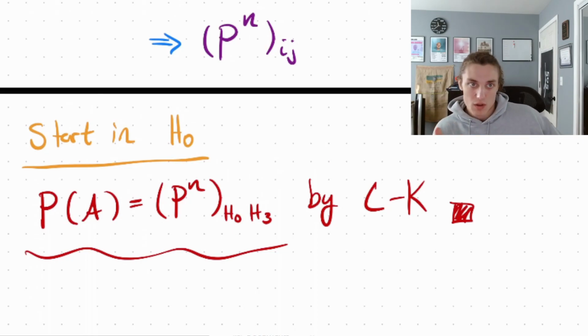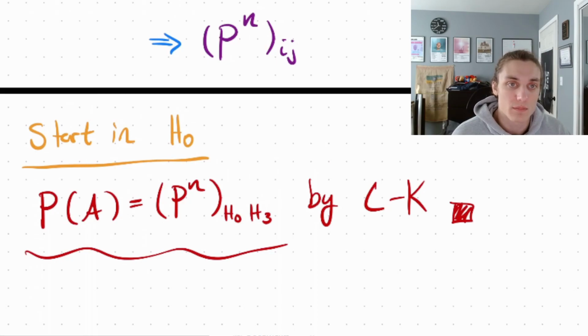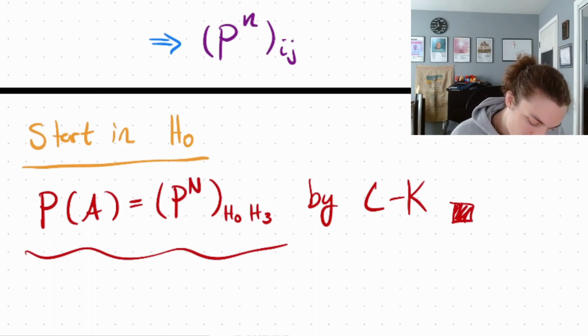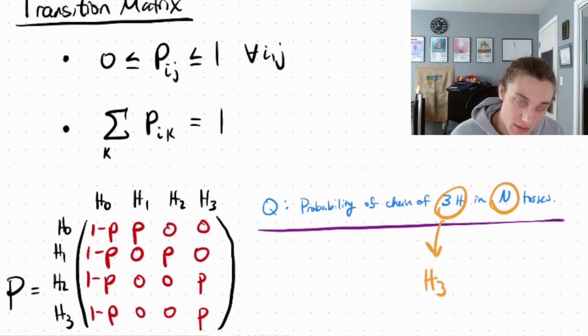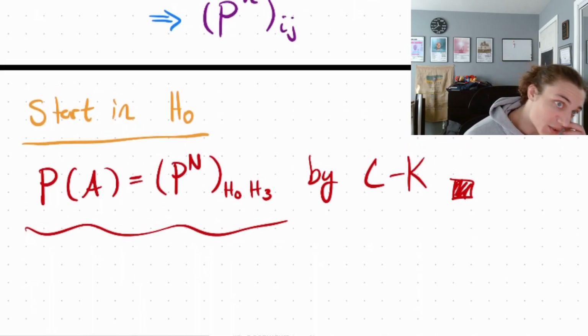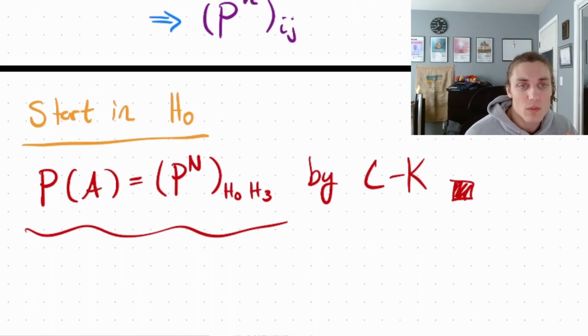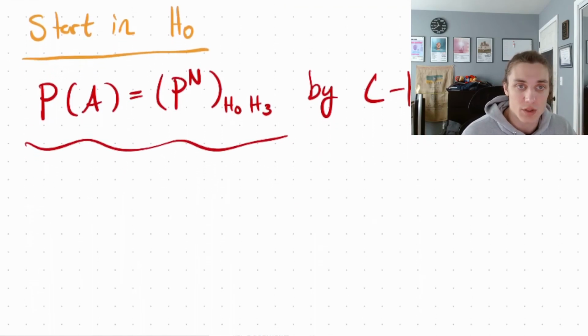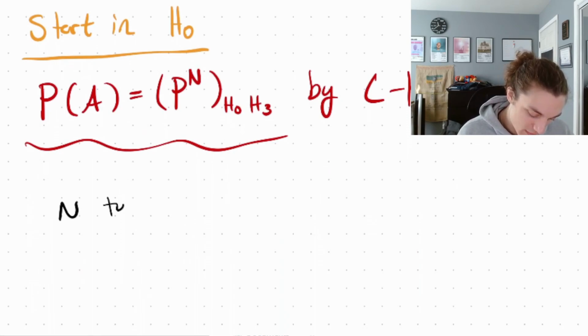Okay, why is this wrong? Well, what did we answer here? We answered the probability of going from H0 to H3 in n steps, and sorry, this should technically be big N, because we want to know when we have some arbitrary number of tosses, big N. So why is this wrong? Well, we're not looking for the probability that we end on a chain of 3 heads. So let me illustrate this. Let's say we have n tosses.